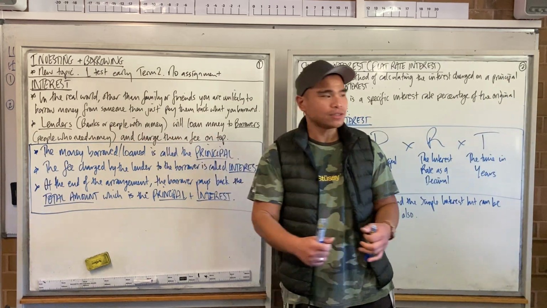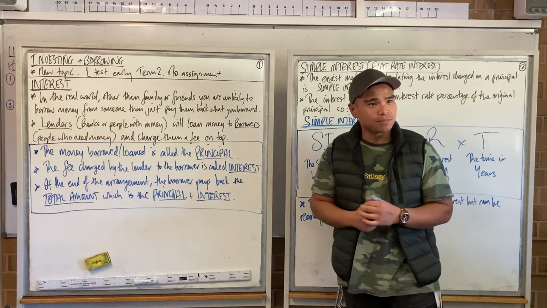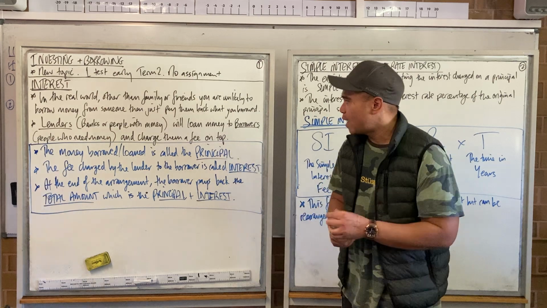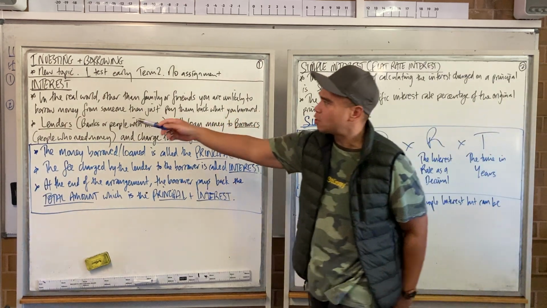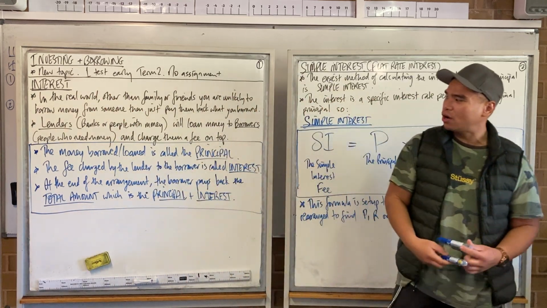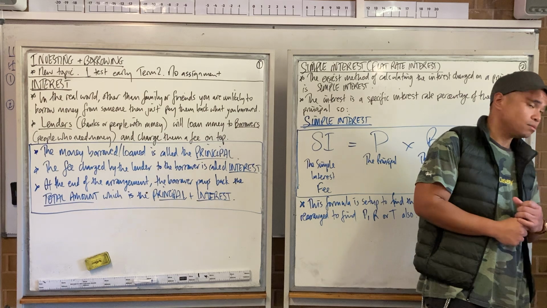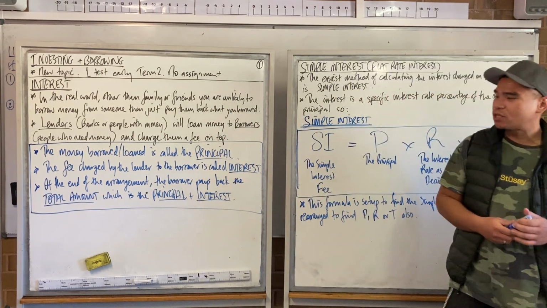Lenders, they're banks or people with heaps of money, will loan money to borrowers, people who need money, and charge them a fee on top. What is that fee on top? Well, that's what this topic is about. Interest, okay? The money that you borrow or loan is called the principal. The fee that's charged by the lender to the borrower is called interest.